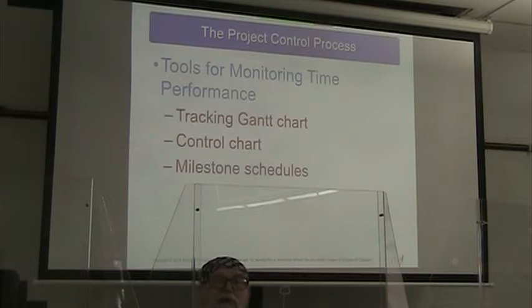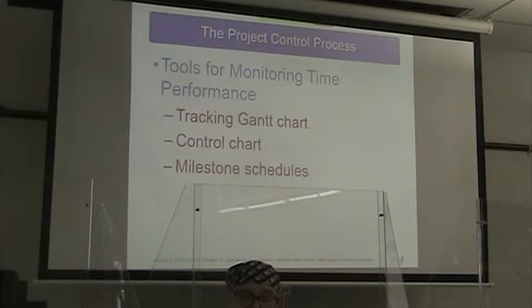All right, so when we think about monitoring our time and schedule performance, one method we use is the tracking Gantt chart. Another method can be a control chart and a schedule of milestones, right? Ideally, we have all three of these going. If nothing else, they make great graphics in the project reports.